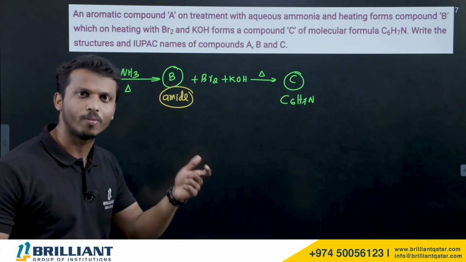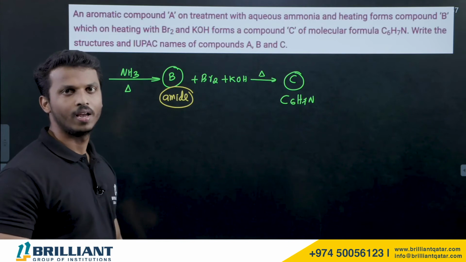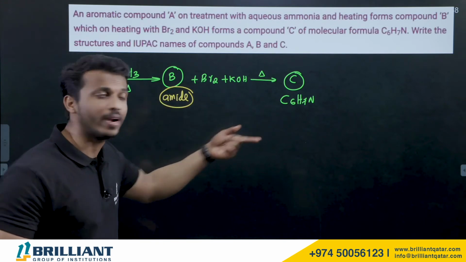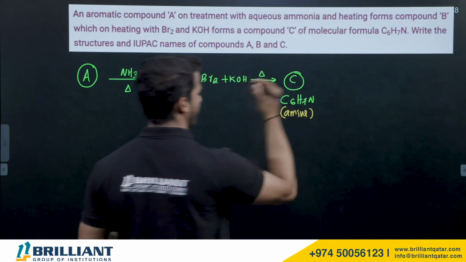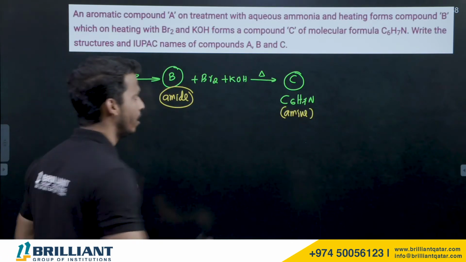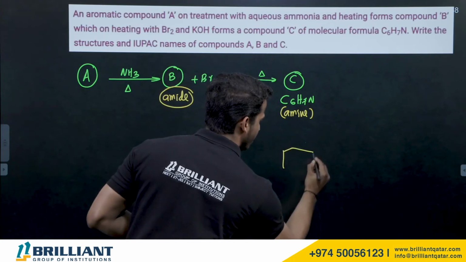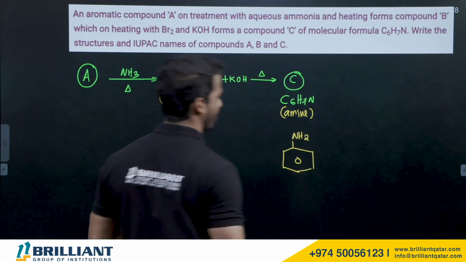Because what is the Hofmann bromamide reaction? Bromine treating an amide in presence of base. And what is the product during the Hofmann reaction? That is an amine, right? An amine containing one carbon less. So C6H7N is an amine, that's sure. So dear student, what is actually C6H7N? That is benzene with NH2, aniline.